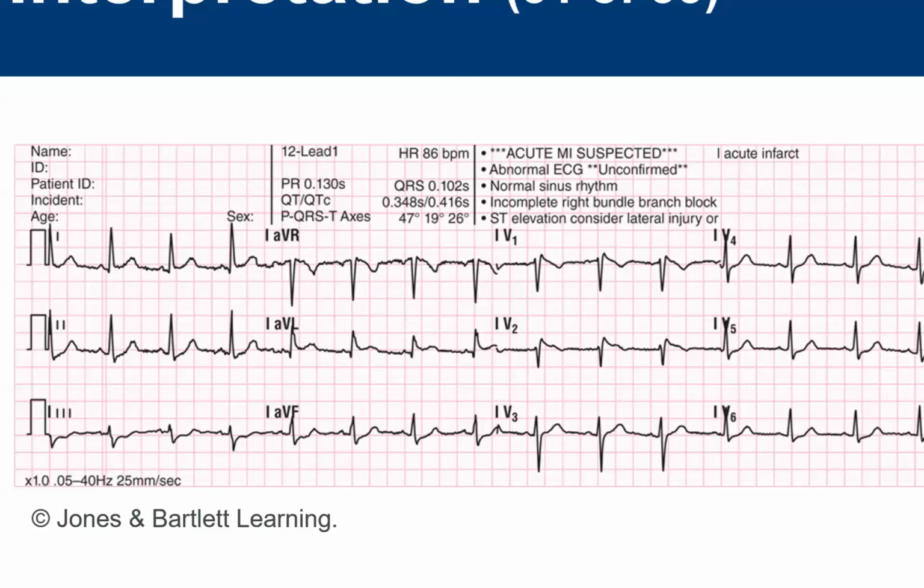Go to V4. Do we have elevation or depression? Not really. V5, depression now. I hear what you're saying. I see it a little bit here and here, maybe. J point is right there. So it's not a full box. It's close, but it's not quite a full box. V6, where it really turns sideways more, is right there.